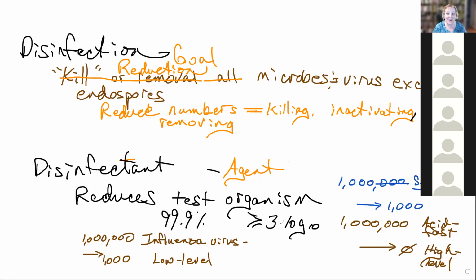Okay, other questions? You said there were 3 tiers, but you mentioned 2 of them. Right, right. So I've got high level, which is pretty close to a sterilant. It's just like you said, there are no endospores involved. Low level is they're just barely making the 3 log 10 reduction. And then anything that's in between would be considered intermediate.